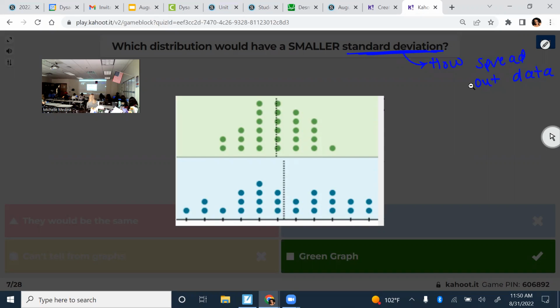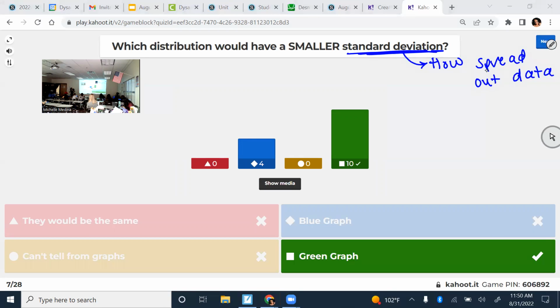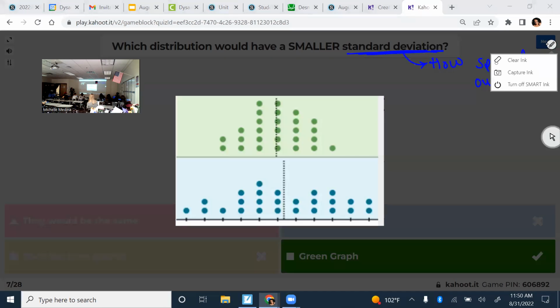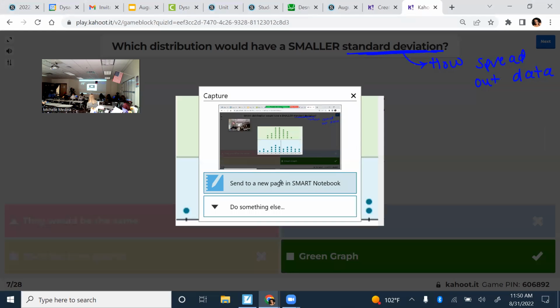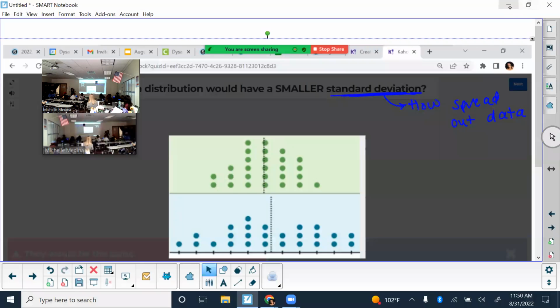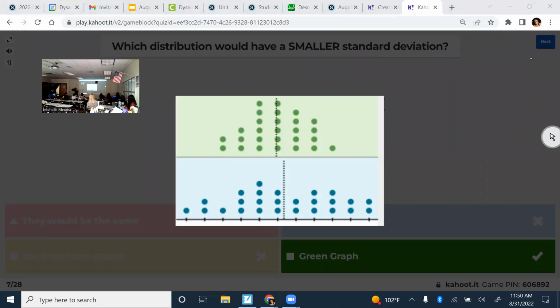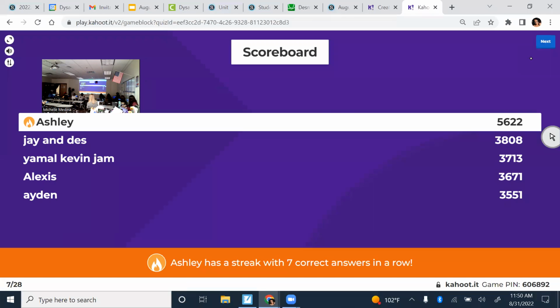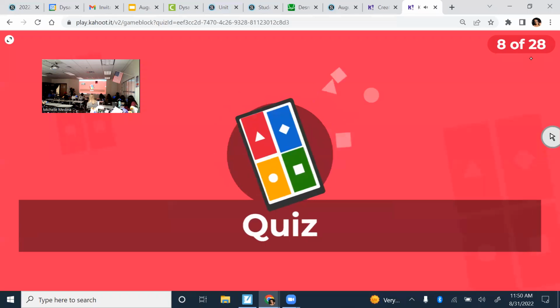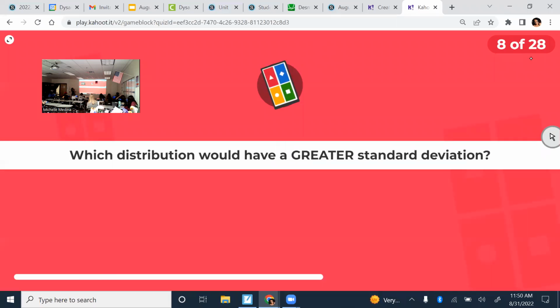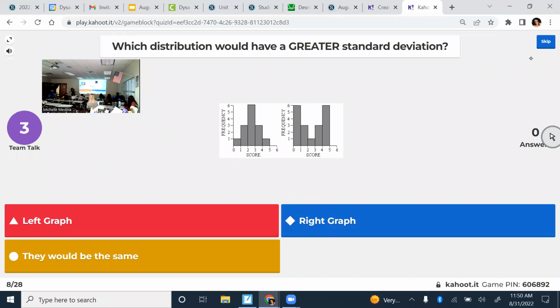Good. Questions on this one? All right, which distribution would have a greater standard deviation? Which one would have a greater standard deviation?